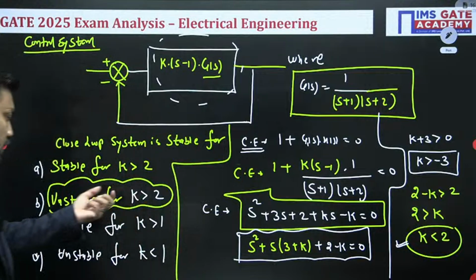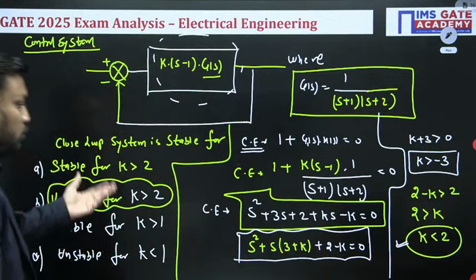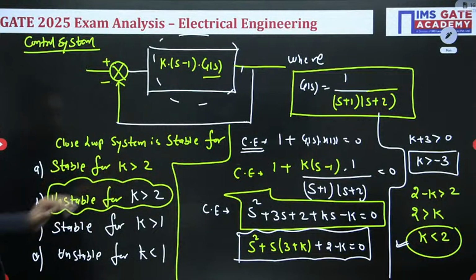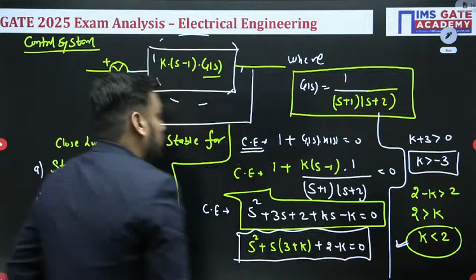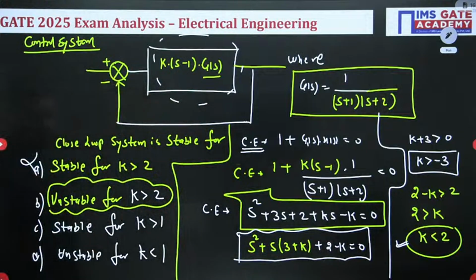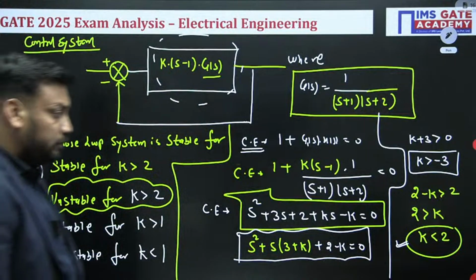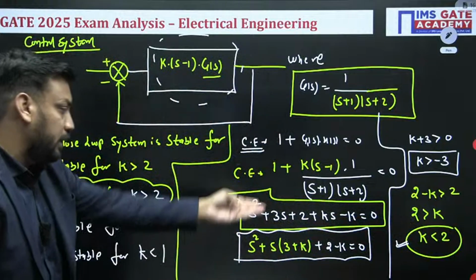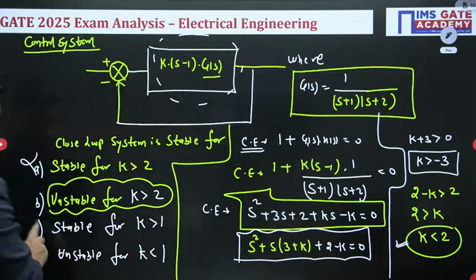Because when you take unstable for, the other options you can also eliminate. Stable for K greater than 2? No, because it is stable for K less than 2. So that is why option A is wrong. Stable for K greater than 1? Of course, if K is greater than 1, then 3 and 5 are also included, but K less than 2 is required, so that is why C is also wrong.